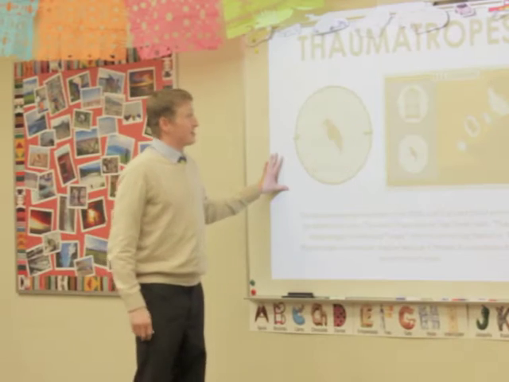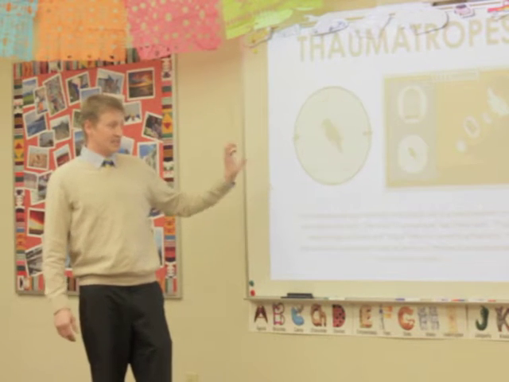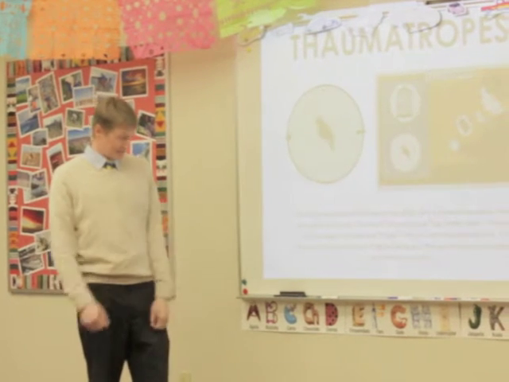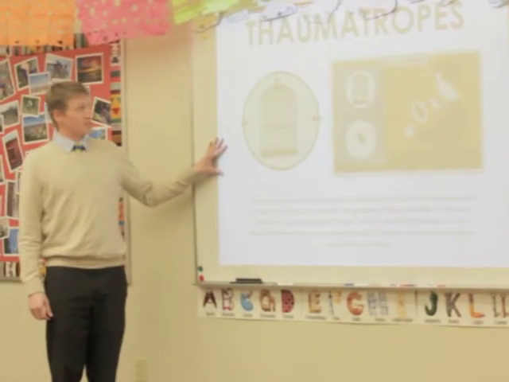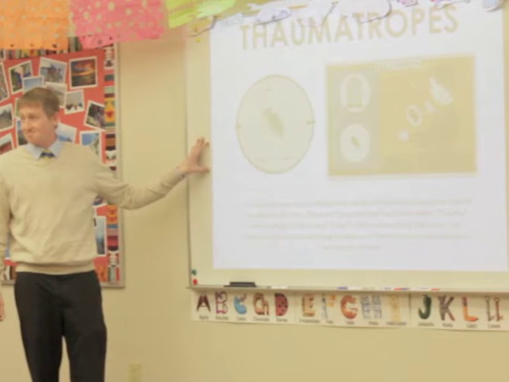All right, so today we're learning about thaumatropes. A thaumatrope is an old Victorian toy from the 1800s. It's Greek: thauma meaning magic, and trope is something that spins. The way these work is because of the persistence of vision. Anyone know what that might be?